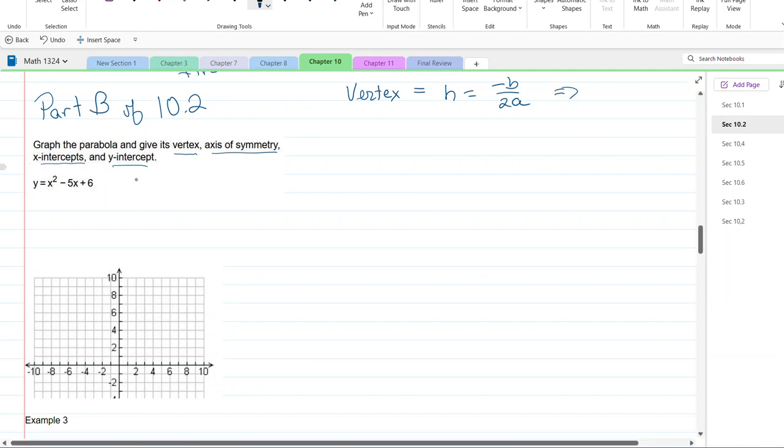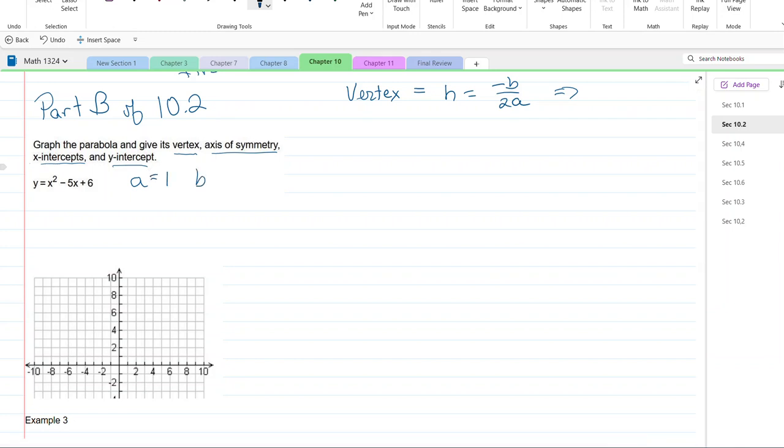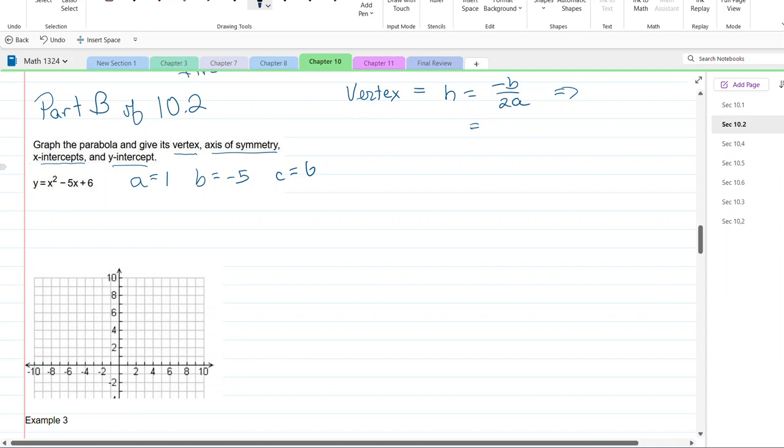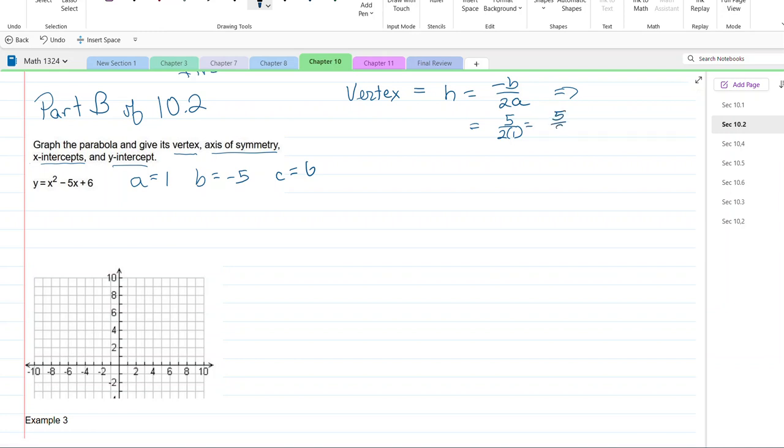So we have in this equation x squared minus 5x plus 6 as our function. And these are the coefficients. So I want the opposite of b. Well, b is negative, so it's going to be 5 over 2 times 1. And that gives me 5/2. All right. So my vertex for x is that, or 2.5. Both are good answers.